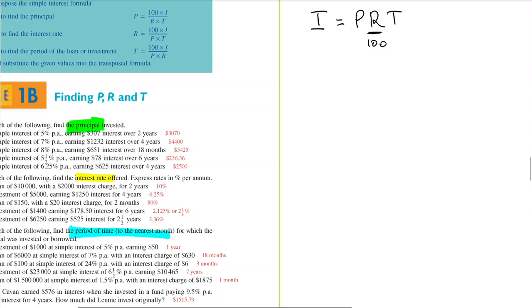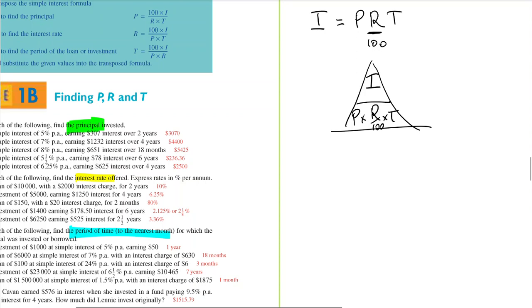So I also showed you last time about this triangle here. So we can put interest at the top divided by P times R times T. I would do this all the time, as long as you keep in mind that that rate is divided by 100. Let me show you how.